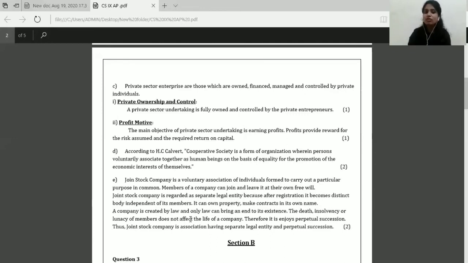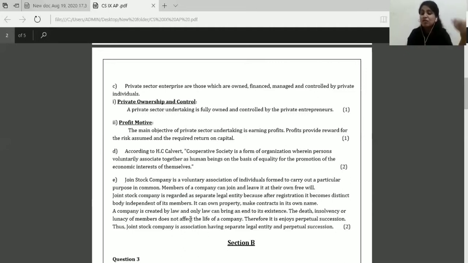So you have finished explaining two terms. Now you have one more term to explain, the third term, that is perpetual succession. A company is created by law and only law can bring an end to its existence. The death, insolvency or lunacy of members does not affect the life of a company. Therefore, it enjoys perpetual succession. So if you have explained all of these three terms nicely and elaborately, you earn your 2 marks. If you happen to miss out any one term, your marks get deducted.